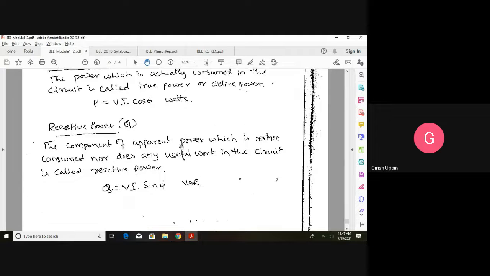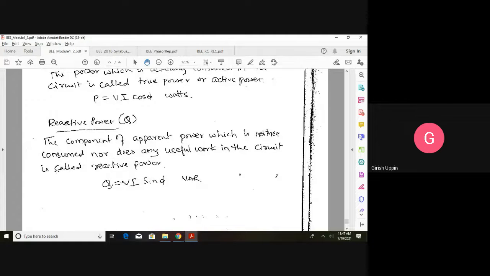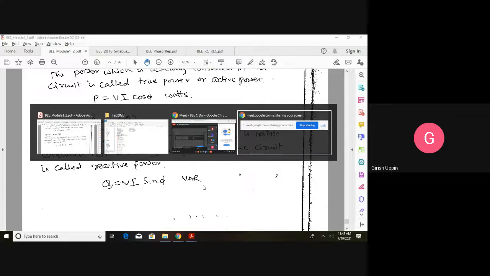And next one is the reactive power. The reactive component of the apparent power, which is neither consumed nor does any useful work in the circuit, is called the reactive power. Active power is the one which does the useful work in the circuit. Reactive power is given as Q is equal to VI sin phi, and the unit is volt ampere reactive, VAR.